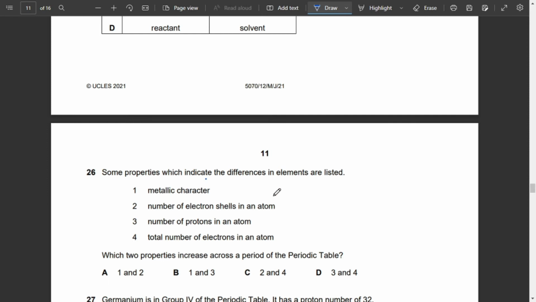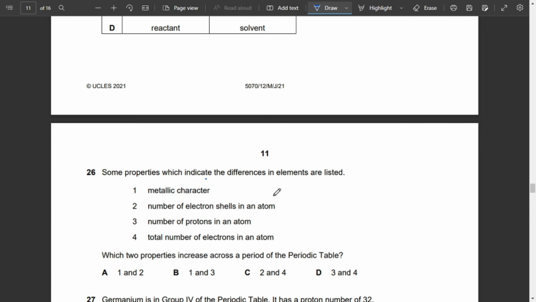So here metallic character doesn't increase, since the elements that are in group 1 and group 2 are more metallic than the ones in group 7 and group 8, which are gases, not at all metal. So metallic character decreases as we go across the period. Number of electron shells in an atom, if we look at this, we can say that it does not increase.